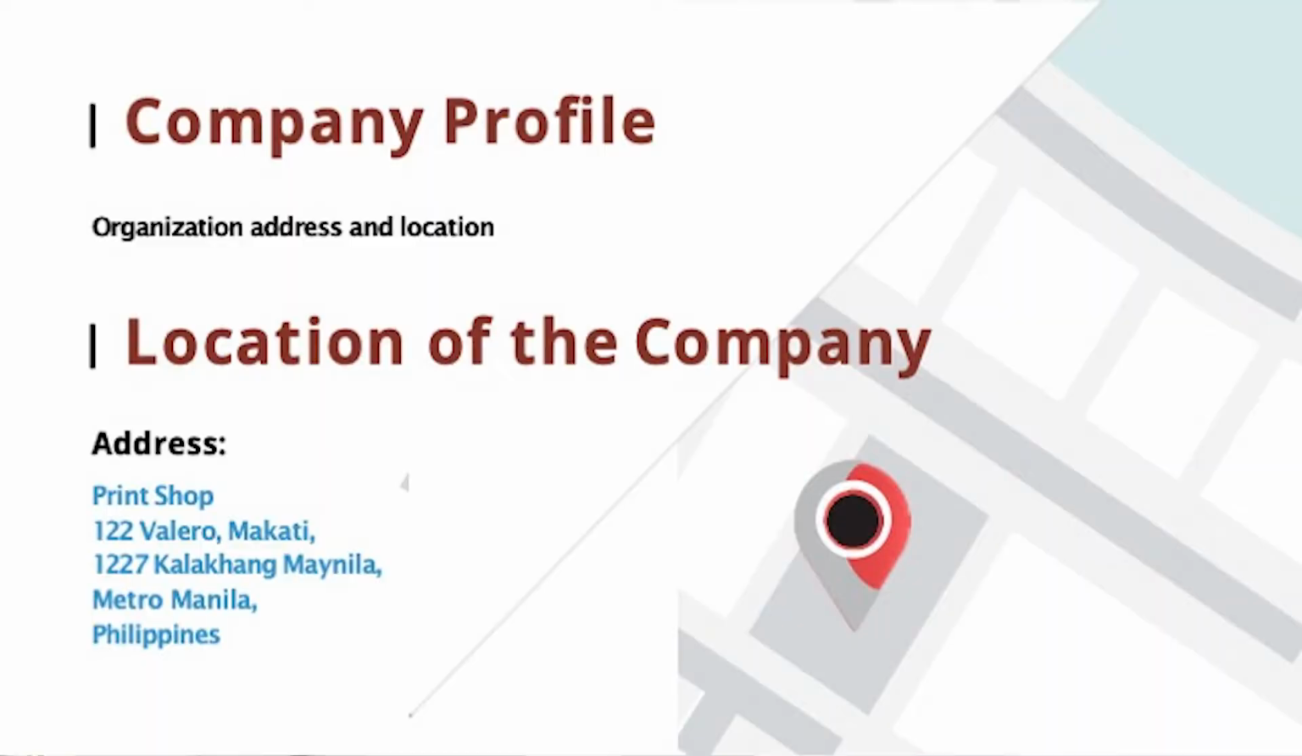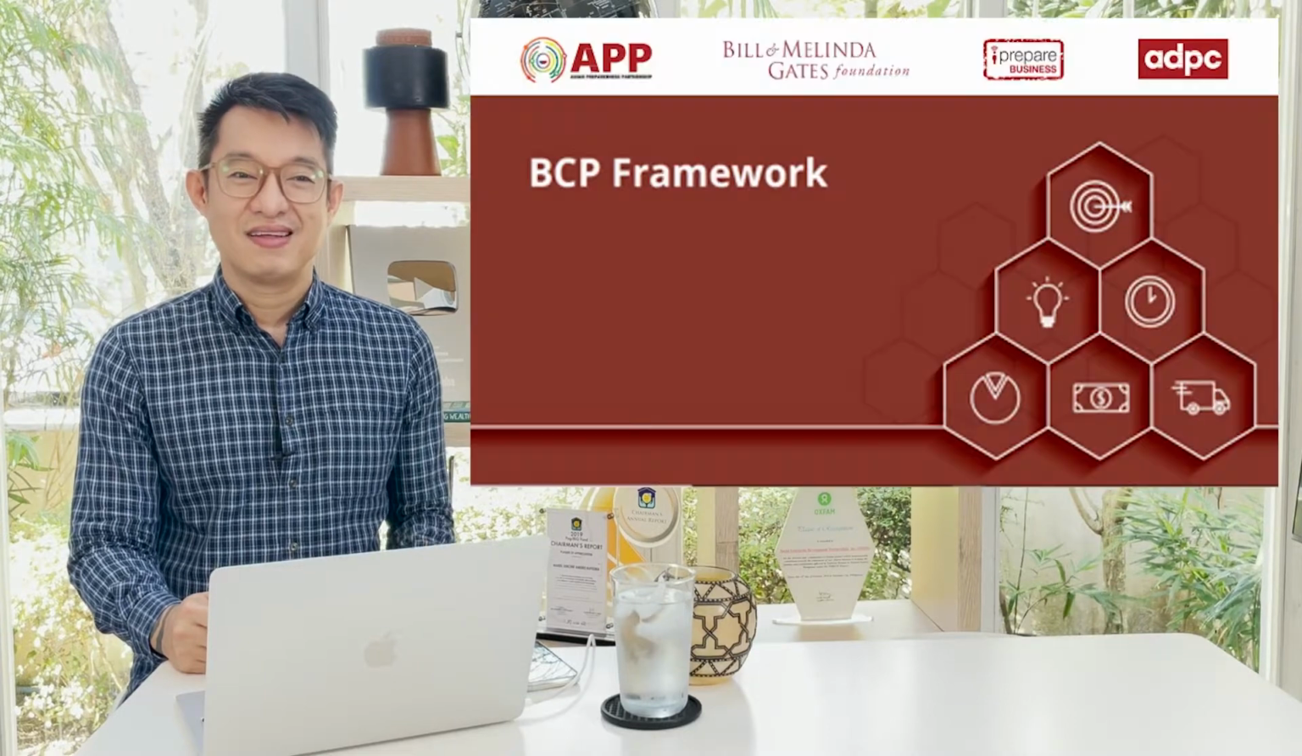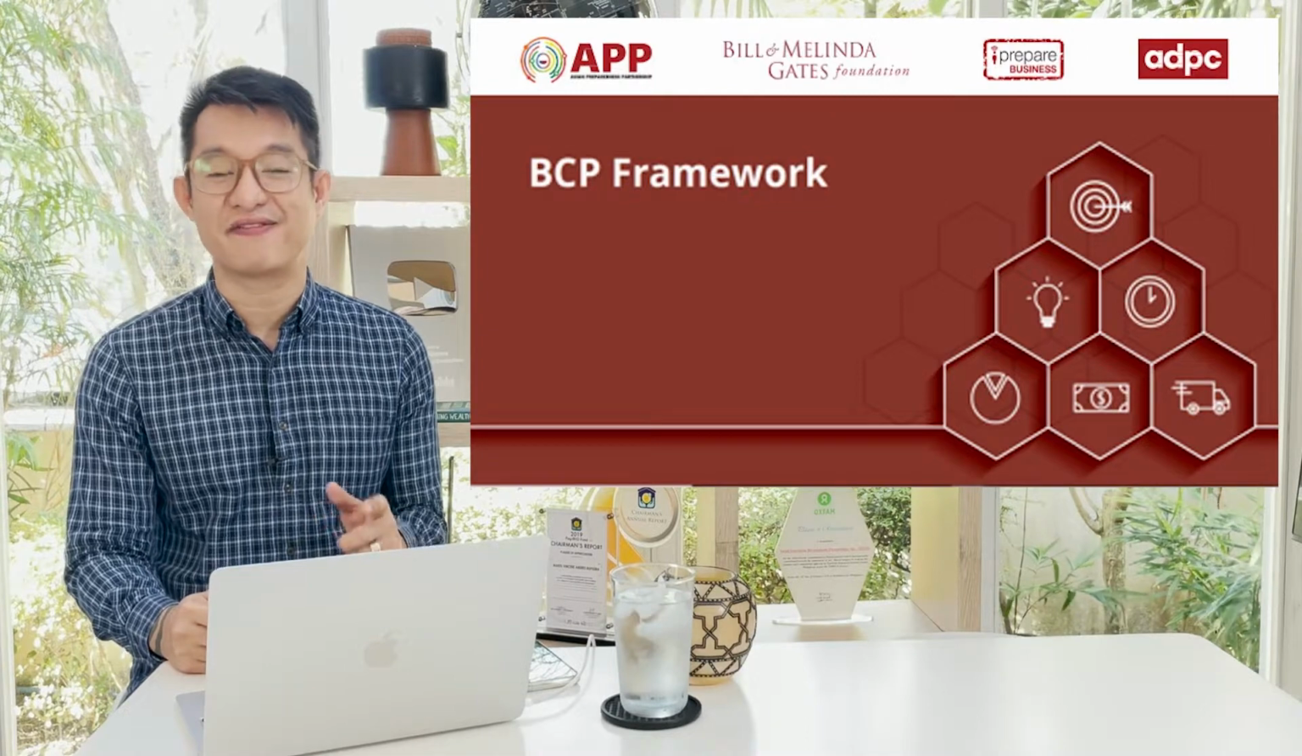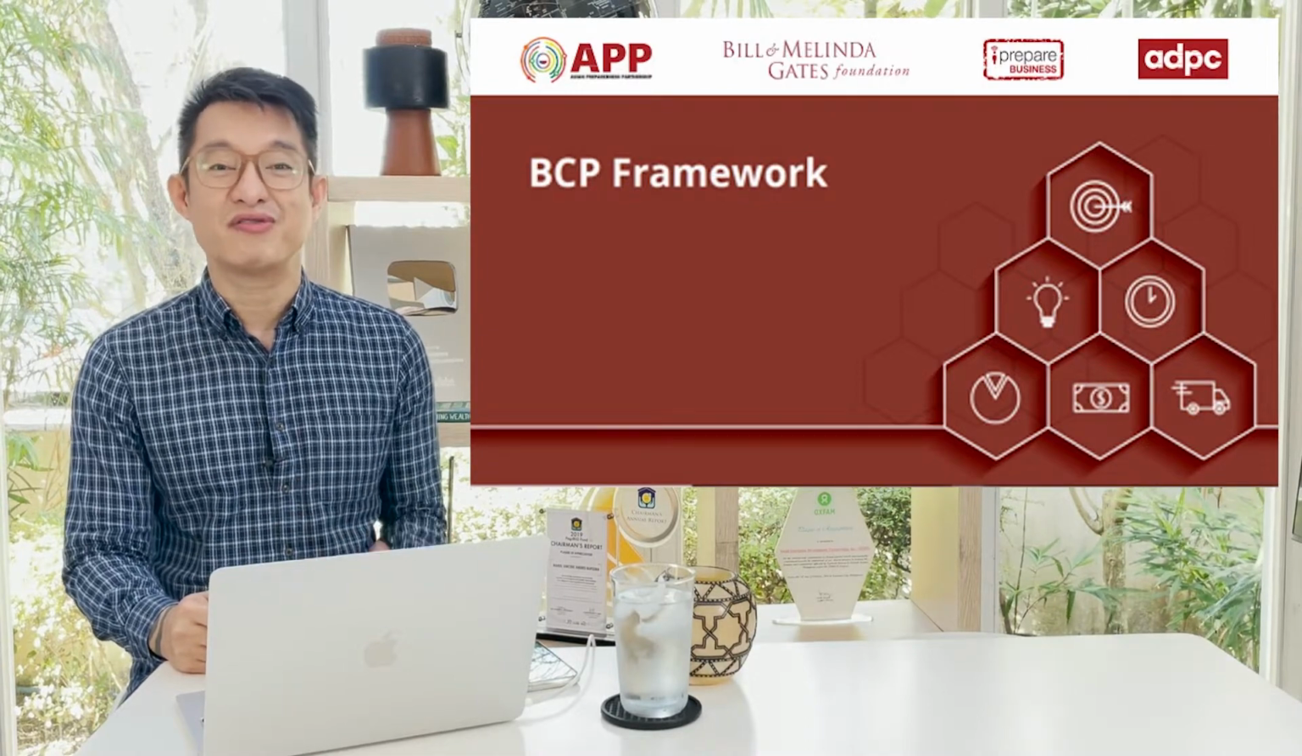The company profile may also include details about the company address as well as its location map under Section 1.2 of the BCP template. The Business Continuity Management, or BCM framework, is found in Chapter 2 of the BCP template. As mentioned earlier, it includes the objectives and scope of the BCP together with the BCP team composition.